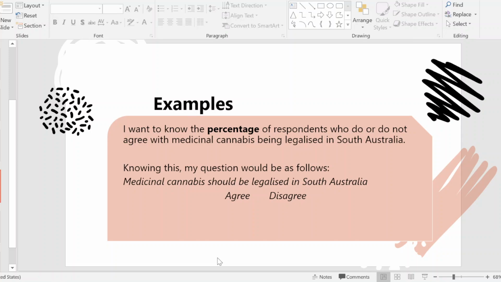Medicinal cannabis, sorry, I should say, is legal in Victoria currently. So knowing I want to know that, here is the question: medicinal cannabis should be legalized in South Australia. Agree or disagree? Simple, straightforward.